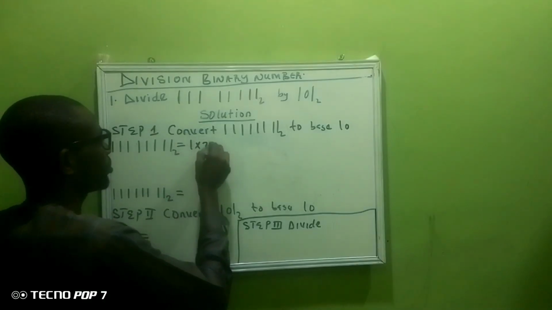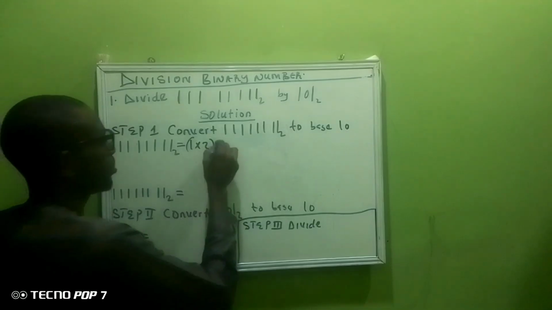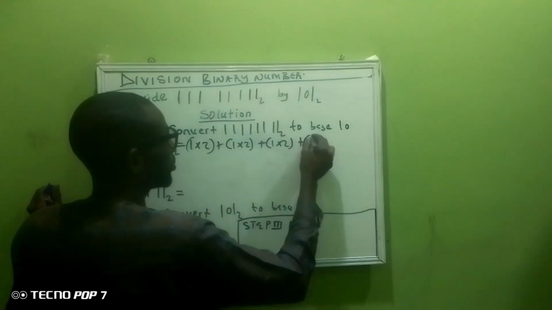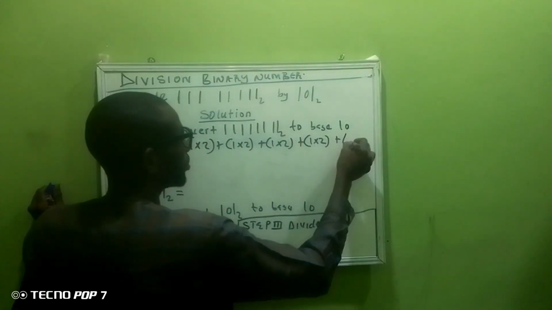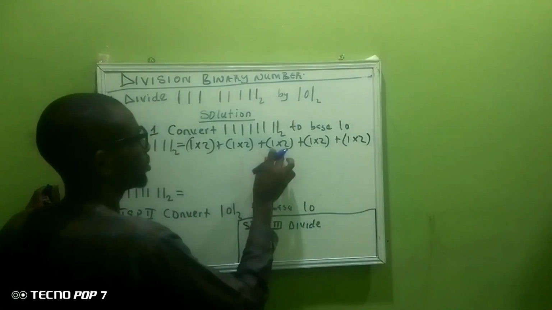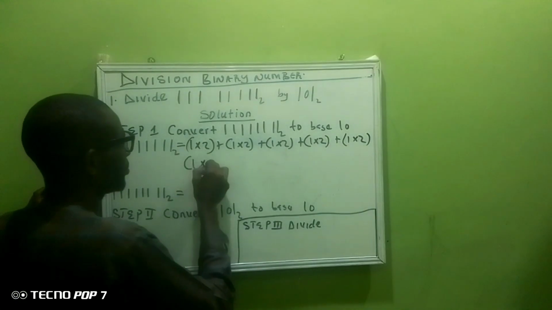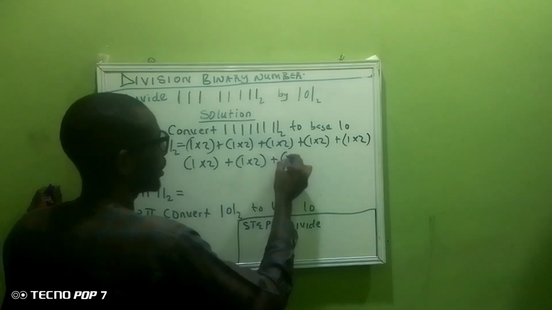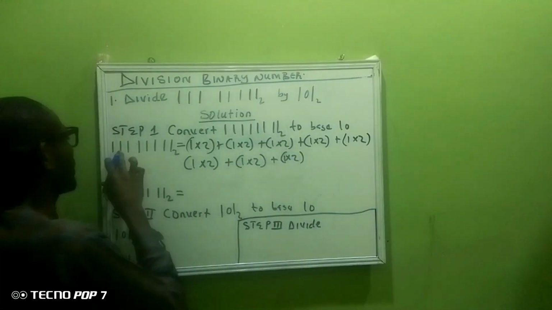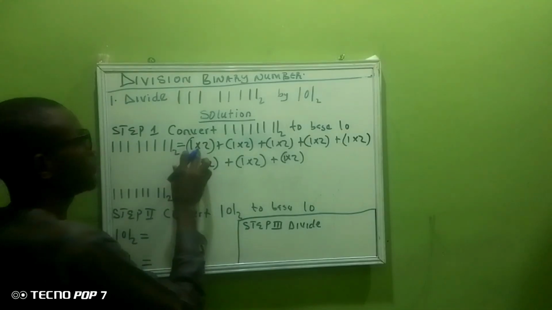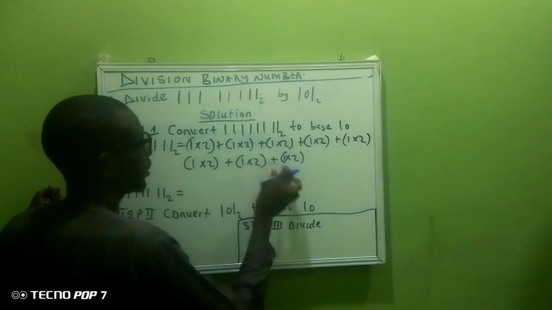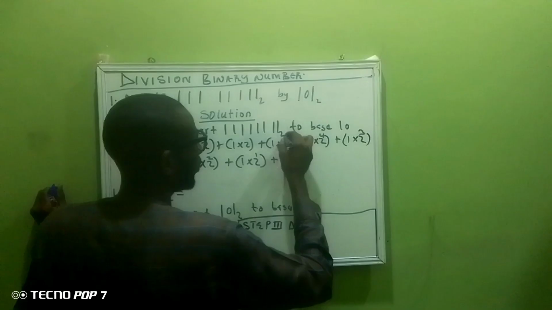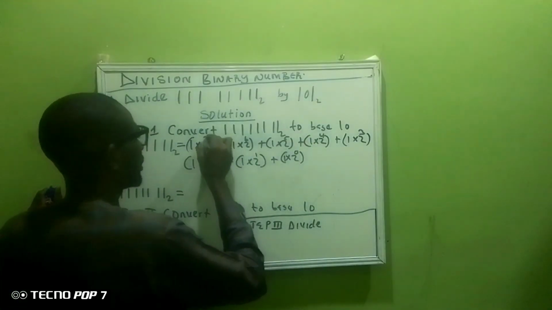By using the 2s to multiply the number: 1 times 2, plus 1 times 2, plus 1 times 2, plus 1 times 2, plus 1 times 2, plus 1 times 2, plus 1 times 2, plus 1 times 2. The number is 8 digits: 1, 2, 3, 4, 5, 6, 7, 8. Then we start putting the powers 0, 1, 2, 3, 4, 5, 6, and 7.